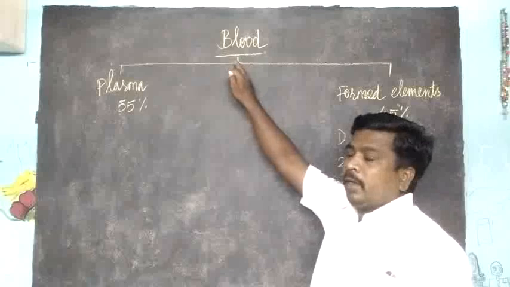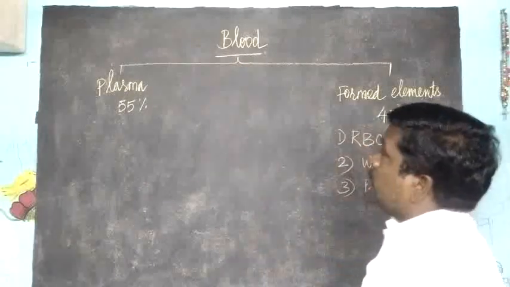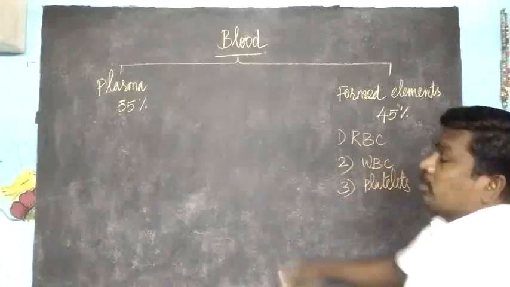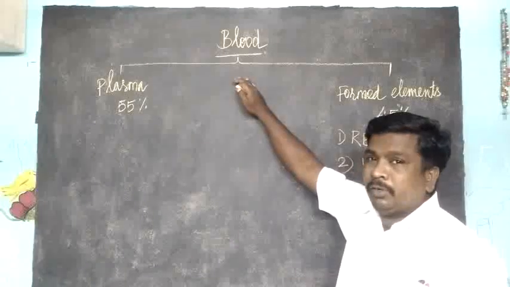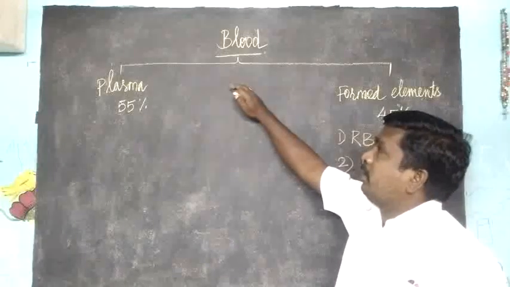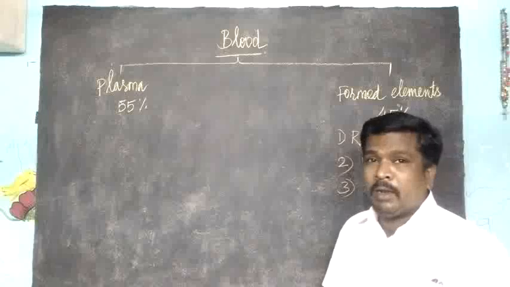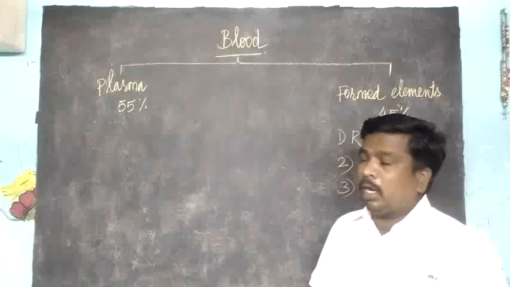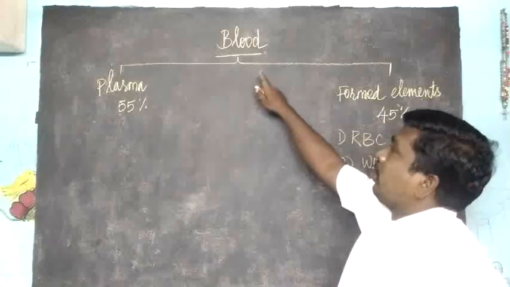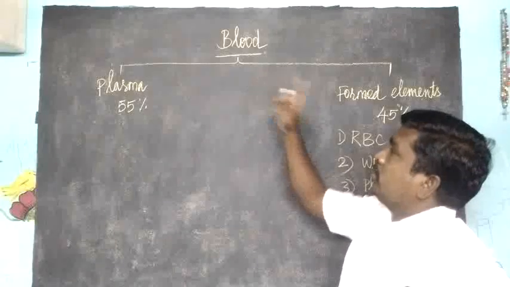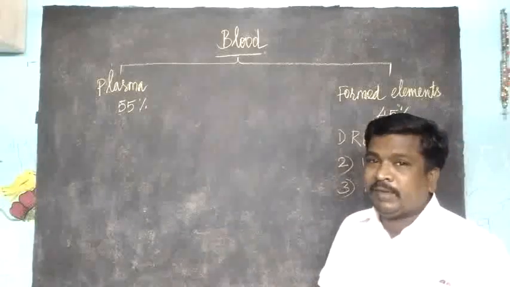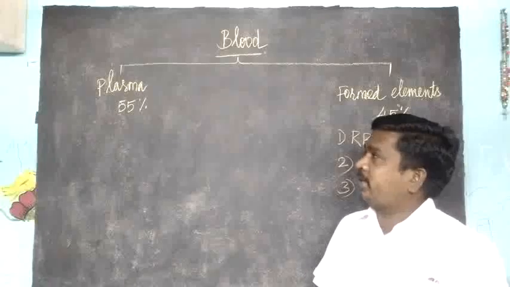Hi dear children, in this class we are going to learn about the blood. So the blood is a liquid connective tissue which carries important substances such as food material, gases and hormones. It is circulated throughout the body, and through the circulation it supplies nutrients as well as the respiratory gases.